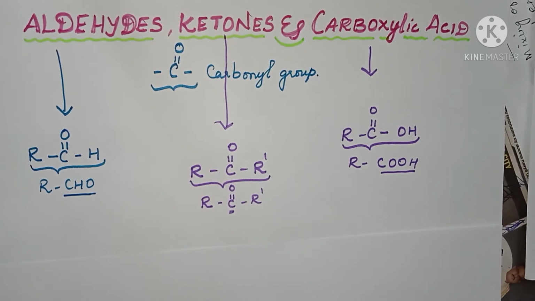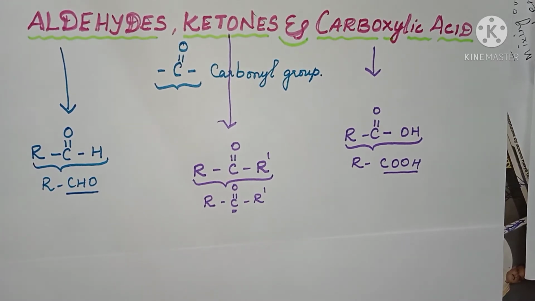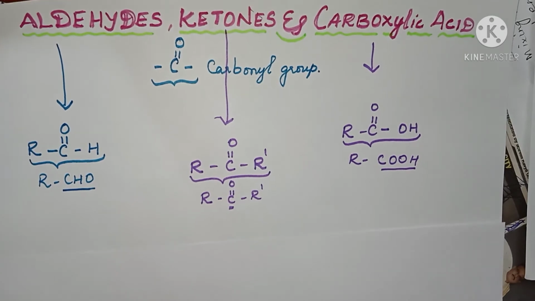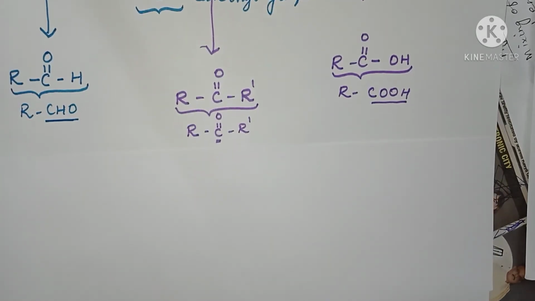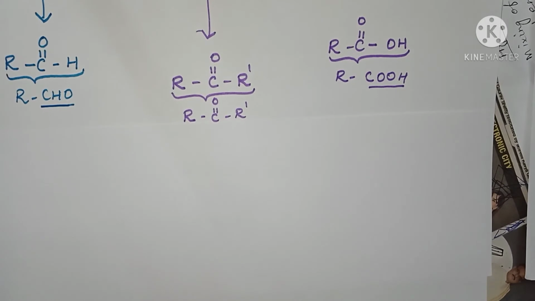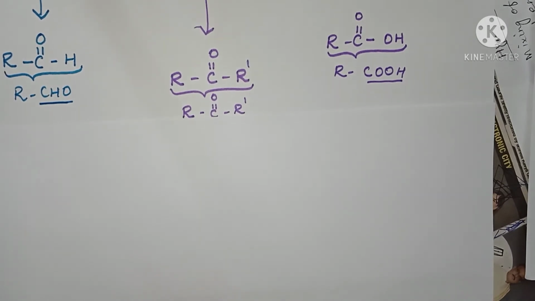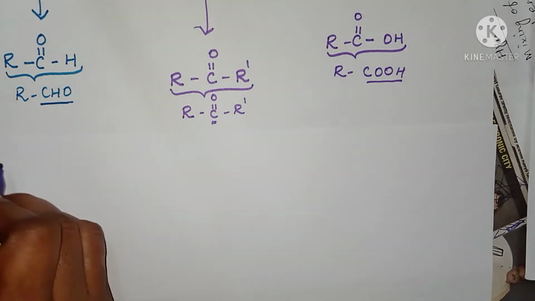Now, next one, even some more names are also available. In upcoming lessons we will learn amides, acid halides, anhydrides, all those things. Now, we just get some ideas of what the names of the compounds are. I'll give some examples of aldehydes, ketones, carboxylic acid.